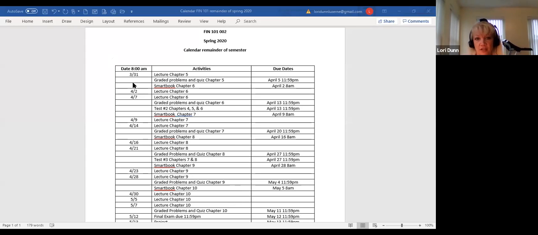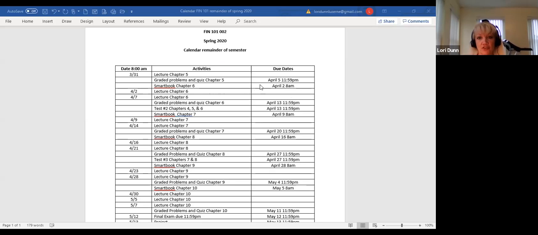So you can see, of course, today is March 31st. The very first column indicates a lecture date, when we'll be meeting at 8 a.m., and the type of activities are in our next column, and then the due dates if one of the activities has a due date. So today we're going to finish up talking about chapter 5. We may even start chapter 6 a little bit. But our graded problems and quiz for chapter 5 will be due on April 5th. This is already updated in Connect.